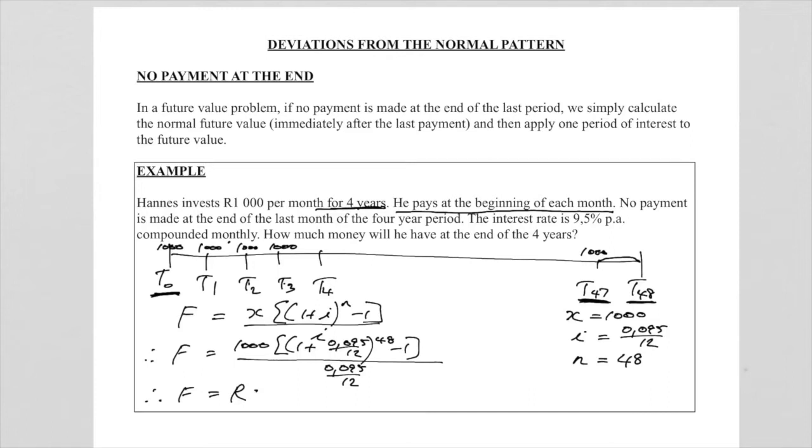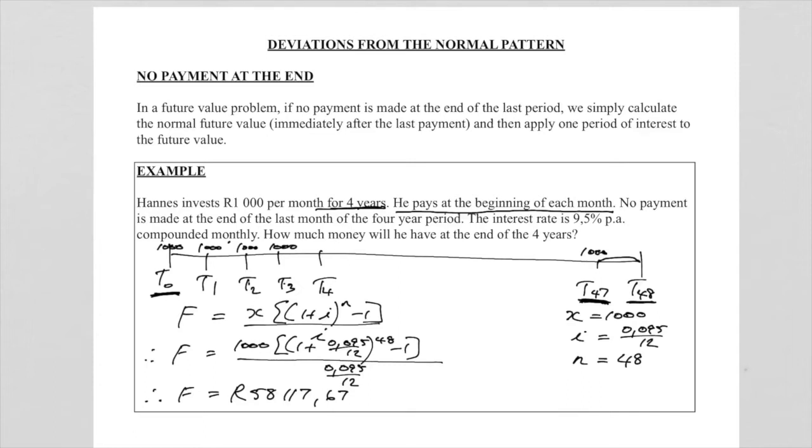My answer, 58,117 and 67 cents. So the future value at T47 will be 58,117 Rand and 67 cents.